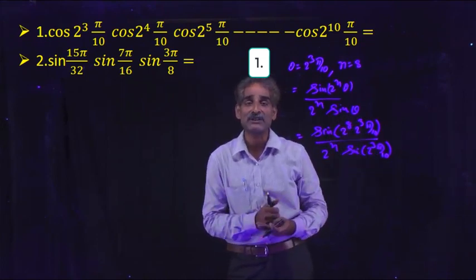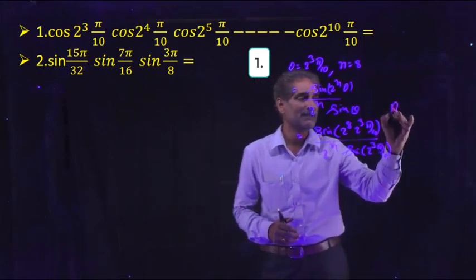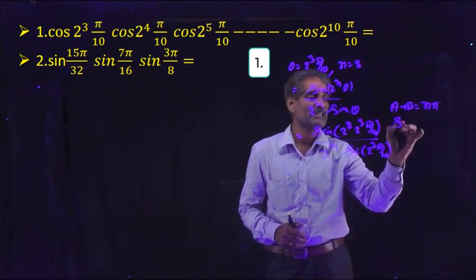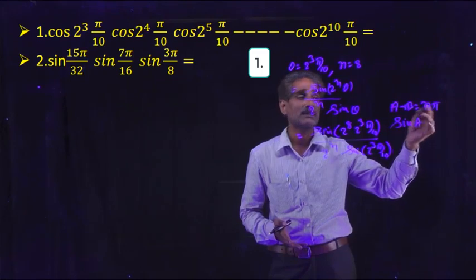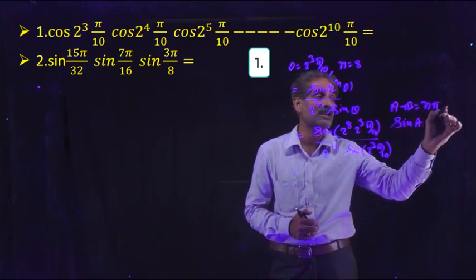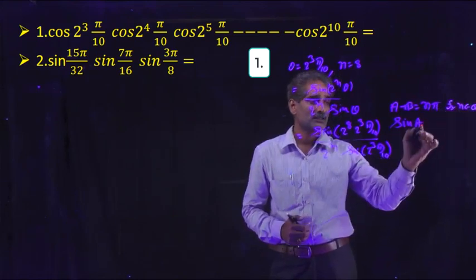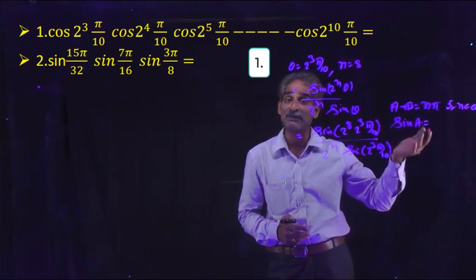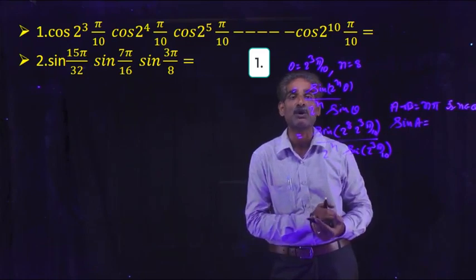Sum of two angles is an integral multiple of pi. Suppose a plus b is equal to any integral multiple of pi, what will happen to sin a? Sin of n pi minus theta. If n is odd, then what will happen? Sin of pi minus theta, sin of 3 pi minus theta, sin of 5 pi minus theta all belong to the second quadrant. In the second quadrant sin is positive.